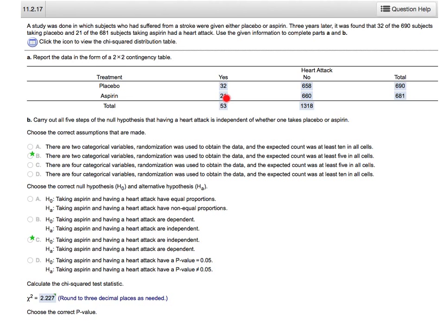So they're telling us that 32 and 21 here, and they're also telling us that 690 people had placebo and 681 people had aspirin. So they're telling us these numbers and these totals. And so by subtracting, I can figure out the two numbers that go here, and of course I have to add to get the totals underneath. So this is the thing that they didn't tell us. They told us 32 and 690. We have to subtract to find that 658 people on the placebo did not have a heart attack. And similarly, we have to subtract to find out that 660 people who were taking aspirin did not have a heart attack. And then, of course, we have to add the numbers ourselves to get these sums down here.